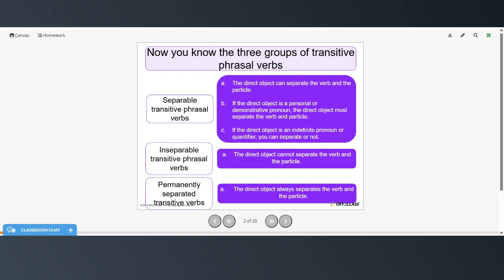If the direct object is a personal or demonstrative pronoun, the direct object must separate the verb and the particle. And if the direct object is an indefinite pronoun or quantifier, you can separate or not. The second group is inseparable transitive phrasal verbs, where the direct object cannot separate the verb and the particle. And then permanently separated transitive verbs, the direct object always separates the verb and the particle.